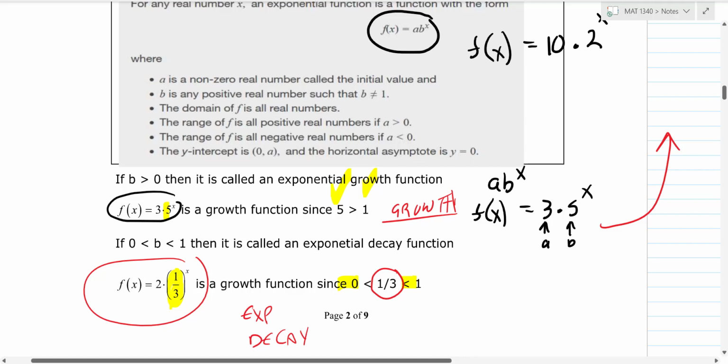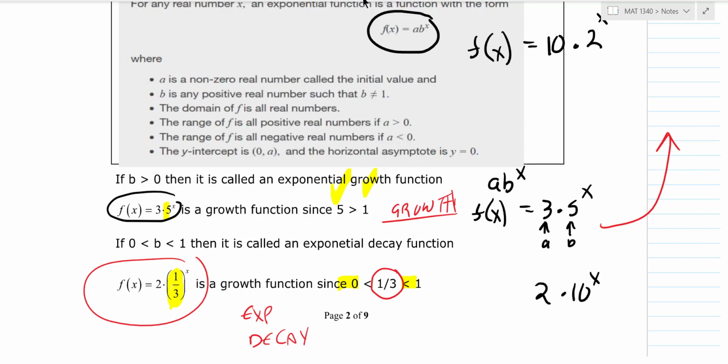Okay? Before I go to the next page, let me just check you on something here. What if you had 2 times 10 to the x? Just by looking, is that growth or decay? Growth. How do you know? What number tells you it's growth?